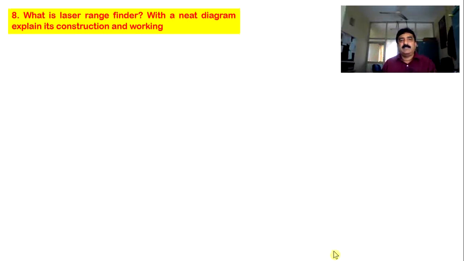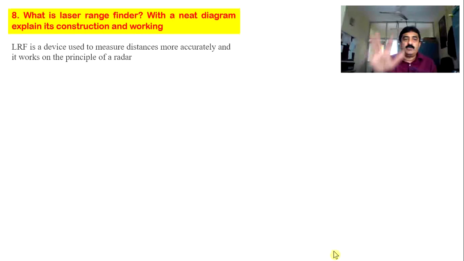So simple it is. It is exactly similar to radar. In the radar also we have the same procedure. Radio waves will go towards the target aeroplane, suffer reflection and come back. And you measure the time taken for that, thereby you can measure the range. Radar, radio detection and ranging. In the place of radio wave we use laser. So it goes like this. LRF is a device used to measure distances more accurately, and it works on the principle of radar.